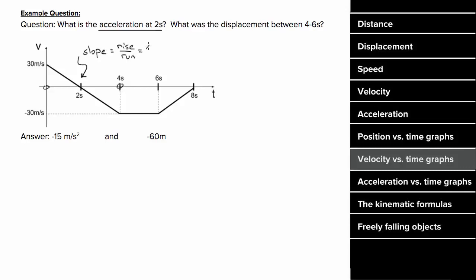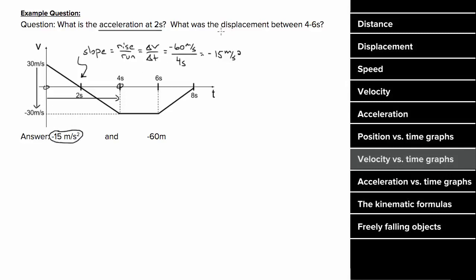The rise in this case is the change in velocity, the run is the change in time. The change in velocity between 0 seconds and 4 seconds would be negative 60 meters per second. And the change in time between 0 and 4 seconds would be 4 seconds. This gives a slope of negative 15 meters per second squared, which is also the acceleration in that time period.